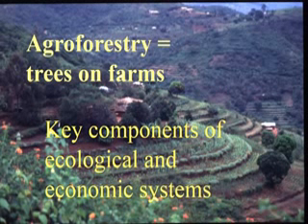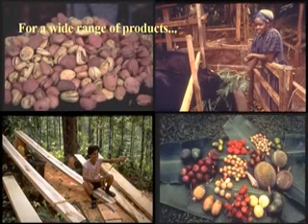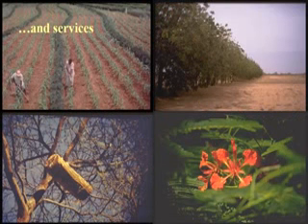Agroforestry can be defined simply as trees on farms. Trees are key components of ecological and economic systems. Farmers integrate them for a range of products, including fruit, timber and fodder, and for the services they contribute, such as soil fertility, water regulation, microclimate control, or simply aesthetic reasons.